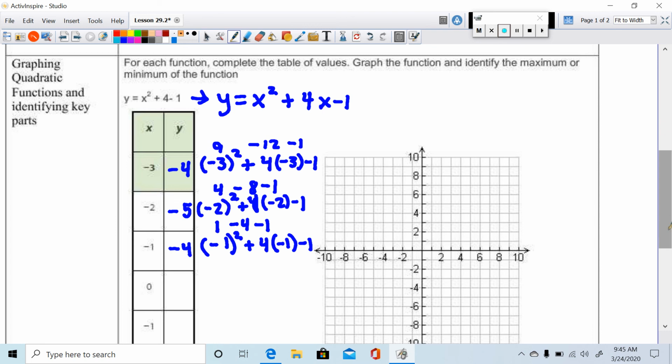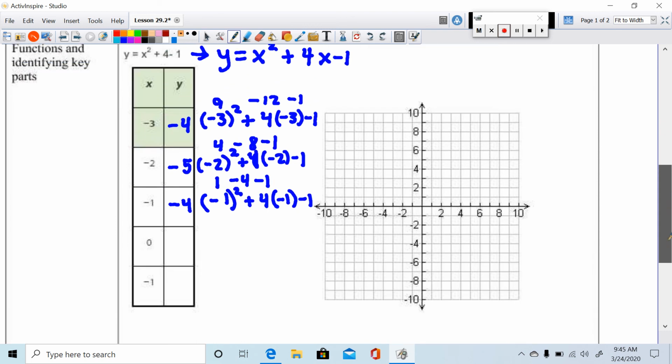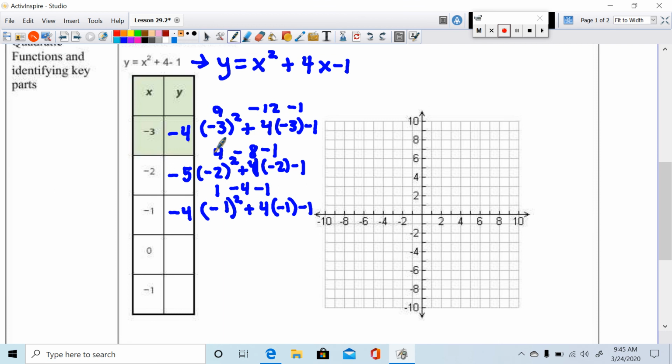Okay, 0. 0 means that anything where you have an x is gone, because 0 times anything is 0. So 0, negative 1, just the constant term. We didn't even have to plug that one into the function. And then negative 1, I already had that. Again, I'm sorry, that's a typo. That should be a positive 1.